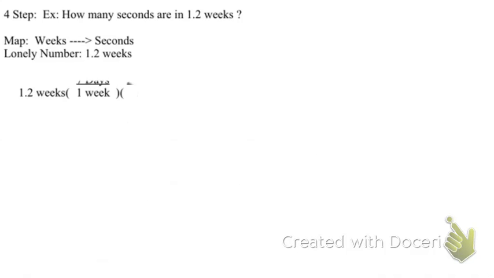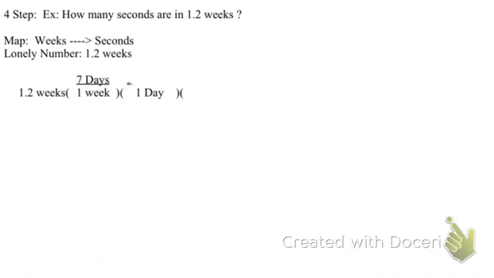I can't go directly from weeks to seconds, so I'm going to need to break it down a couple times. I can go from weeks to days. There are 7 days in 1 week. That is a true statement, so we can go inside our parentheses. Because I have days up top here, I need to have days on the bottom here. So we have a day down there.